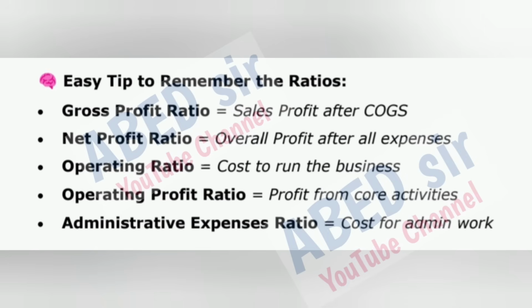Easy tip to remember the ratios. Gross profit ratio is equal to sales profit after COGS. Net profit ratio is equal to overall profit after all expenses. Operating ratio is equal to cost to run the business. Operating profit ratio is equal to profit from core activities. Administrative expenses ratio is equal to cost for admin work.